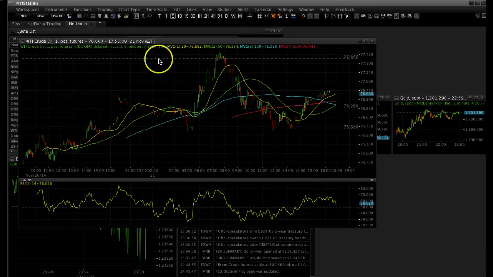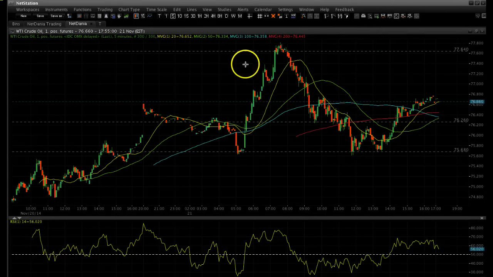So I have gold set up here on NetDina. I'm sorry, not gold, oil. I have oil set up here on NetDina. These dotted lines that you see here are the lines that I actually created on my phone.